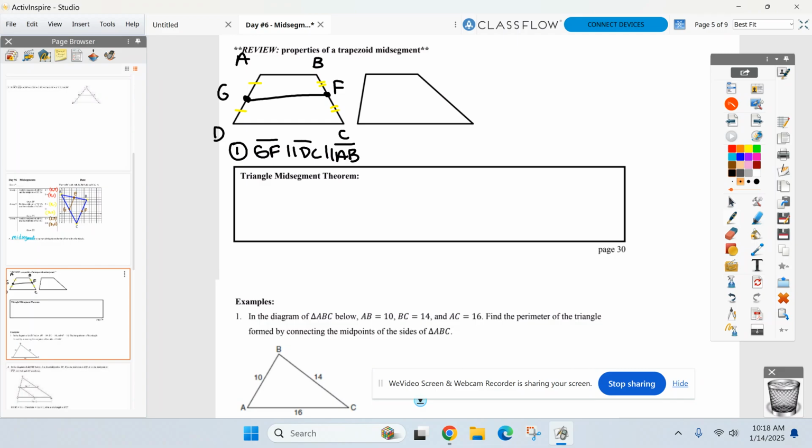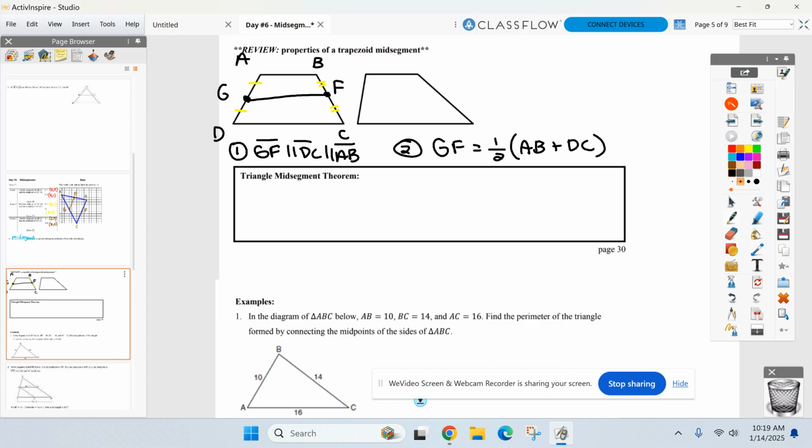And there should be one other fact about it. It's the average length of AB and DC. So GF is half of the two bases added up. There's a little midsegment review for a trapezoid, and I'm reviewing that with you because the triangle midsegment has the same properties.